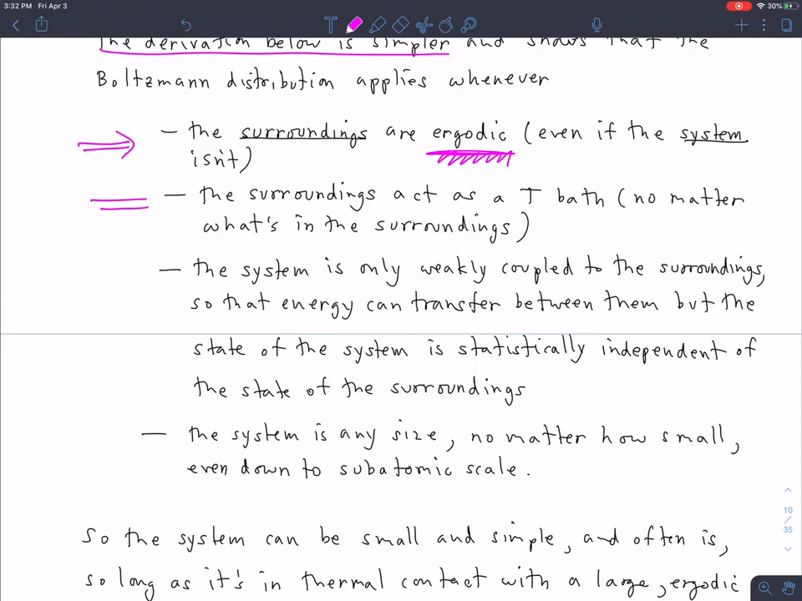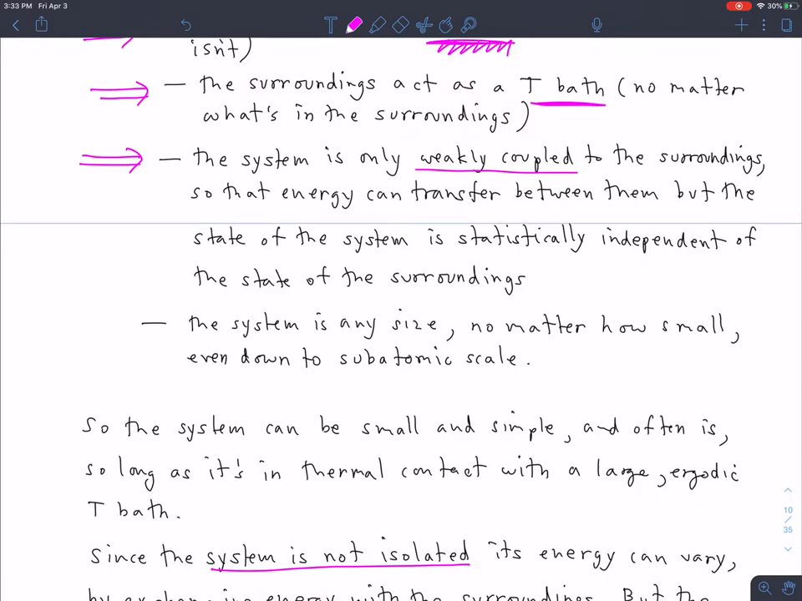Second, we're going to require that the surroundings act as a temperature bath. Of course, it will act as a temperature bath whether we want it to or not, but we're going to require that it does. Third, we require that the system is only weakly coupled to the surroundings. That means that there aren't any springs attached to your system coming from the surroundings. There's no big interactions with the surroundings. The surroundings weakly perturb the system only enough to allow transfer of heat between the two, but that's all.